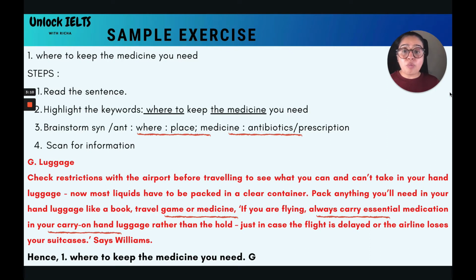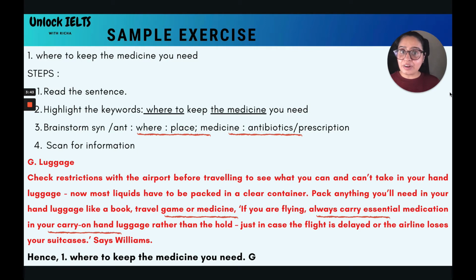For example, for the word where, I may expect to see the name of a place in the paragraph. For the medicine, I may expect to see words like antibiotics, prescriptions, and so on. And now, you need to scan for the correct information in the passage. After skimming the passage, I have picked paragraph G because I consider the highlighted keywords are there in the paragraph and it will help me to find the correct answer in the same paragraph.